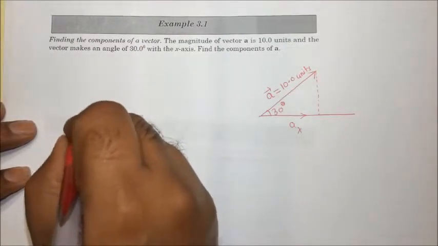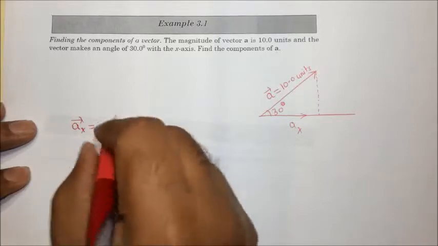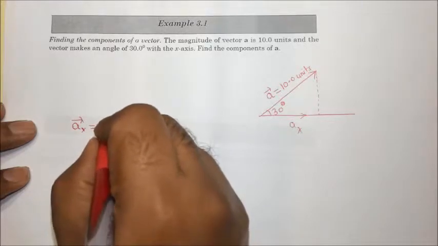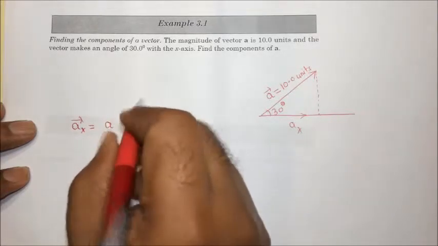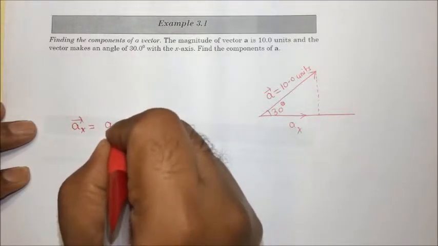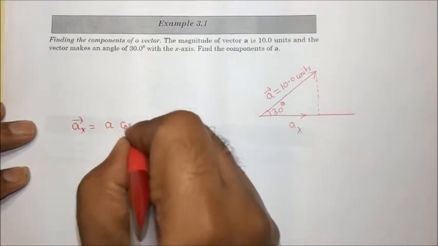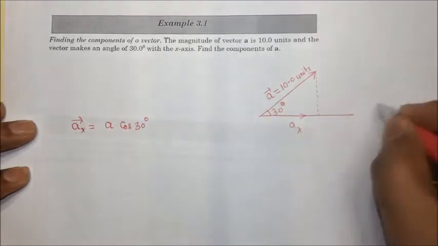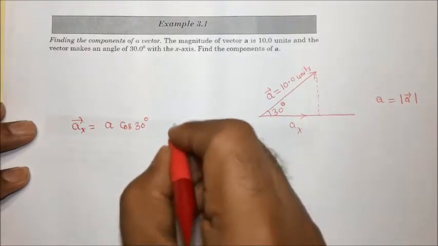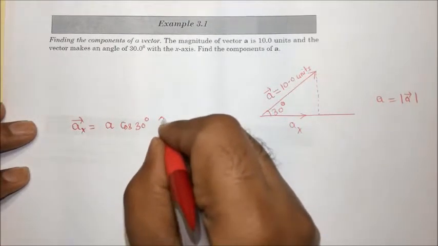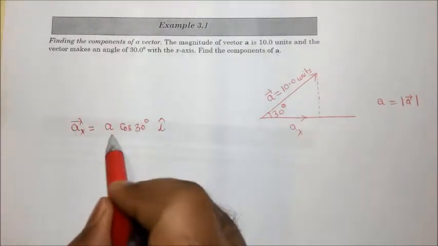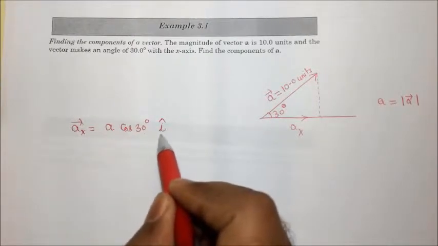Vector Ax is going to be A, the magnitude of vector A, cosine 30 degree, where A is the magnitude of vector A, and this is going to be along the x-axis, so you can say it is i cap. So this vector is along the x-axis, so this part is the magnitude and this part is the direction.